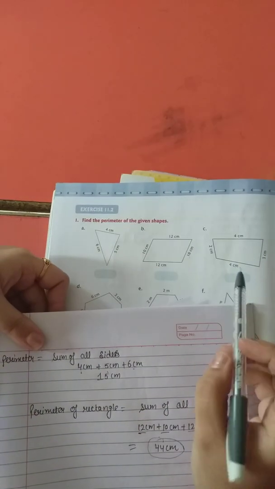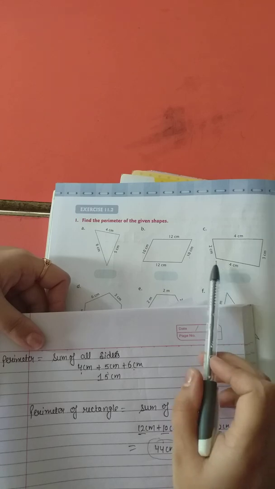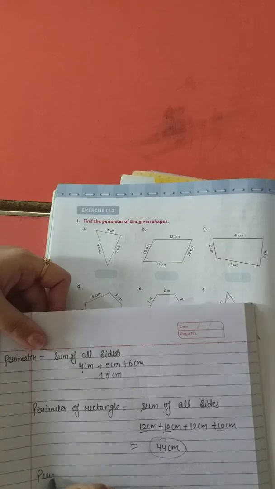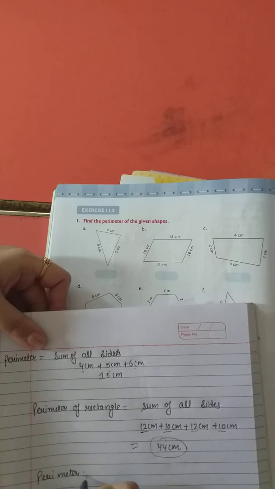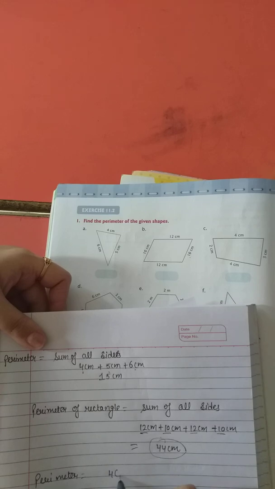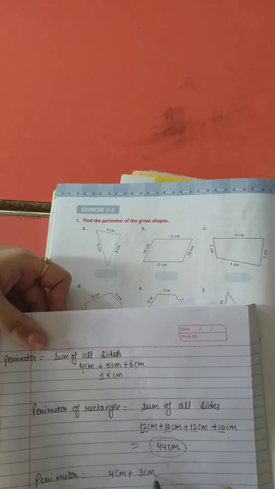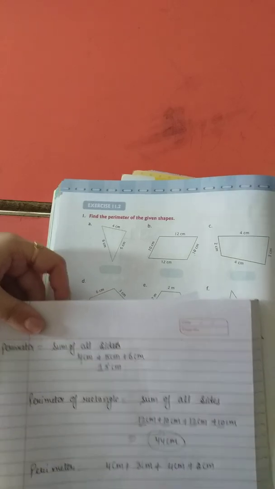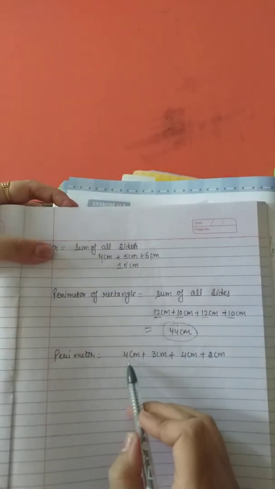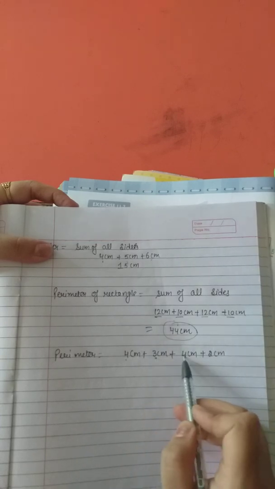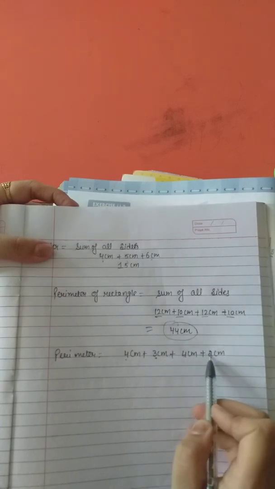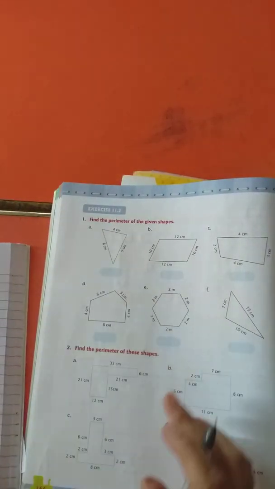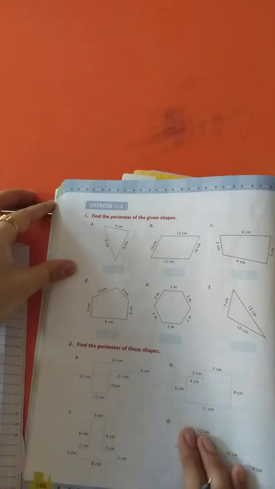Now moving to next, here all the sides are different. So how can we find the perimeter? Perimeter is equal to 4 centimeter plus 3 centimeter plus 4 centimeter plus 2 centimeter. Now adding all the numbers, 4 plus 3, 7, 7 plus 4, 11, 11 plus 2, 13 centimeter. In this way, we can find the perimeter of the given shapes.